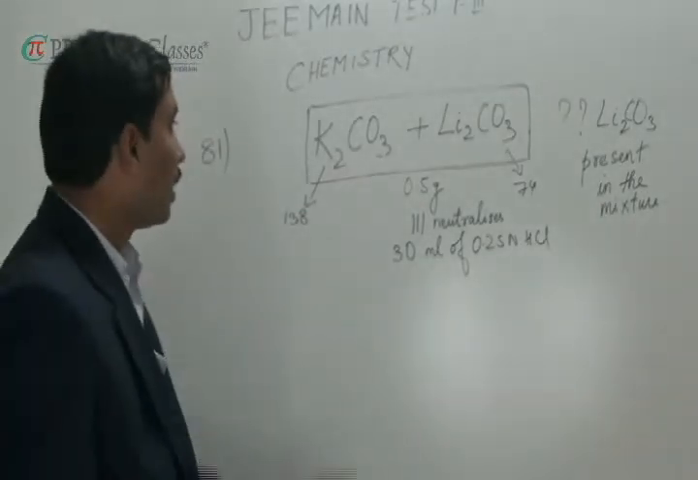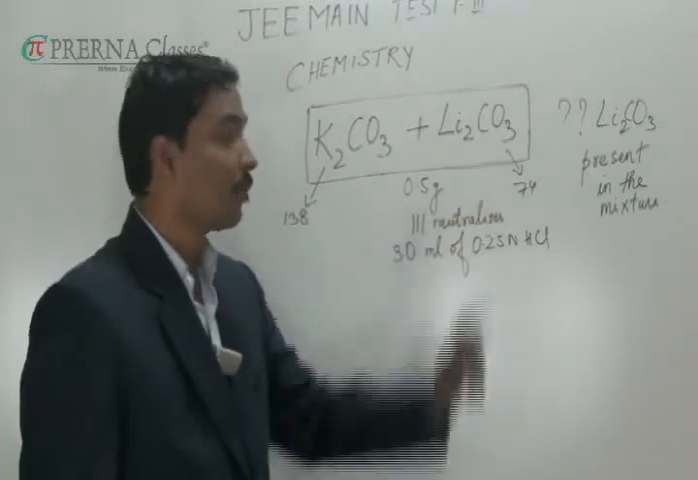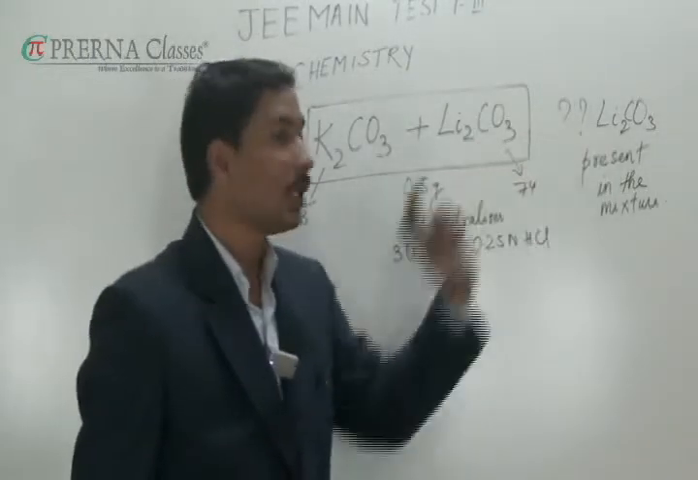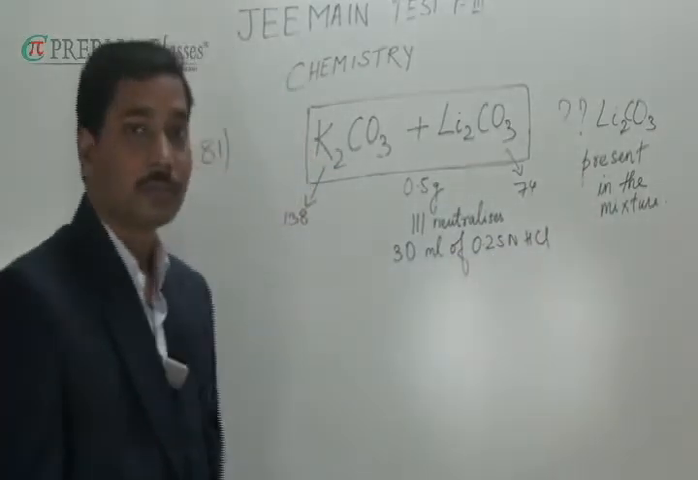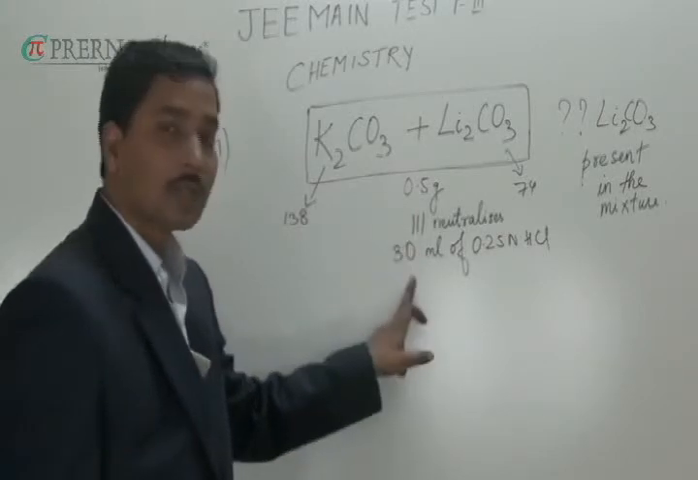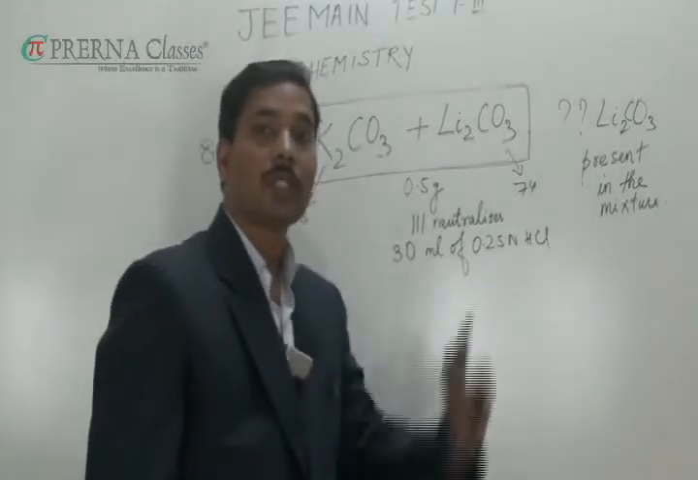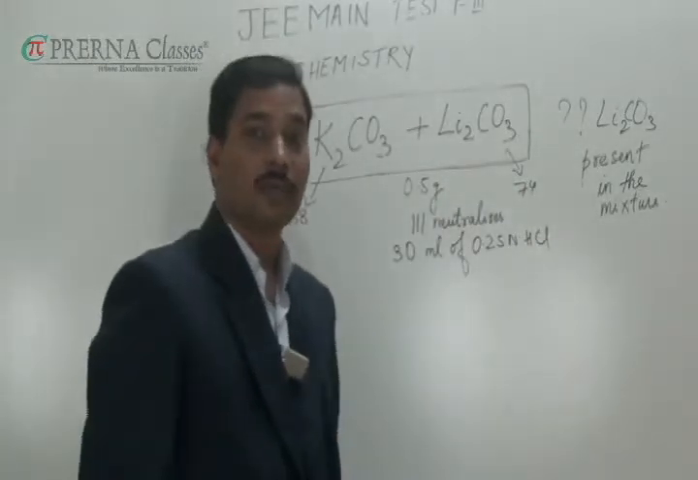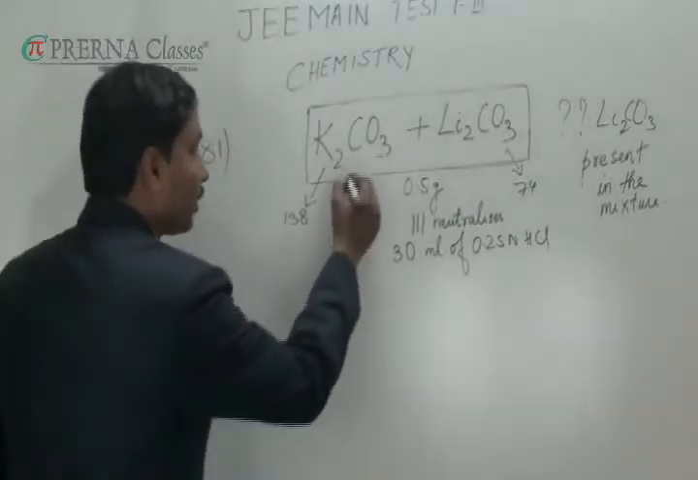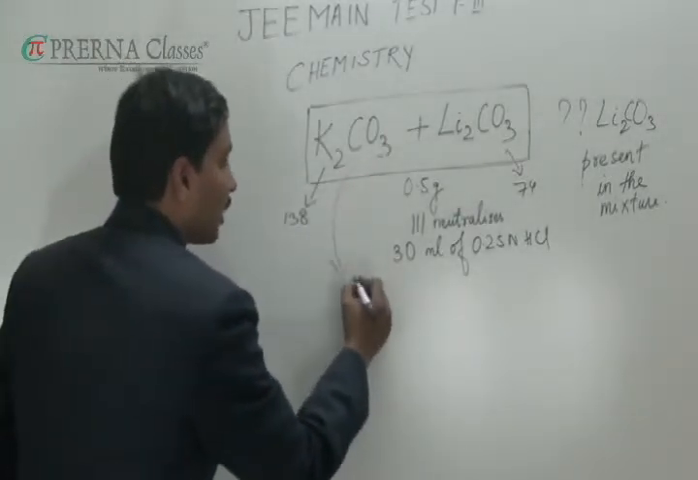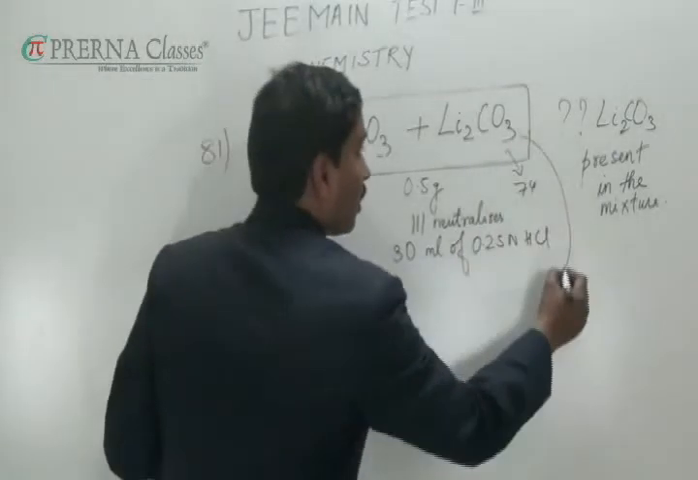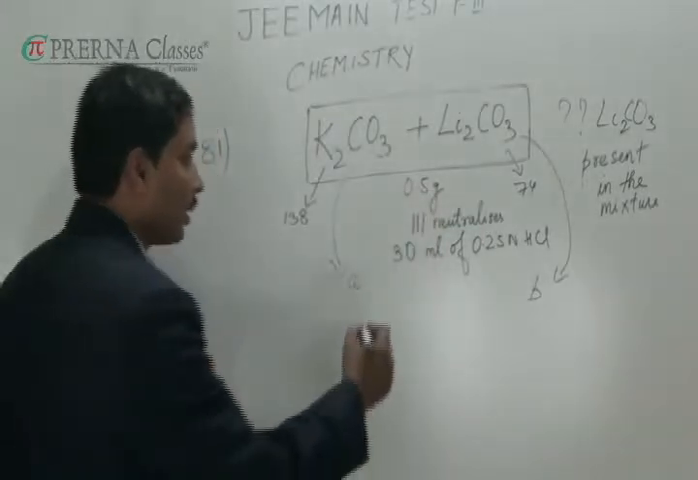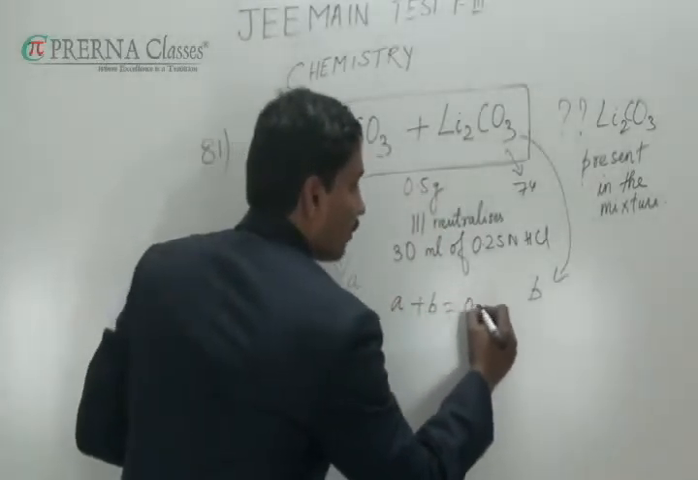Question number 81. A mixture of potassium carbonate and lithium carbonate is present and its mixture weight is given 0.5 gram. We have to find the percentage of Li2CO3 present in the mixture. Given that it is completely neutralizing with 30 ml of 0.25 normality HCl. Molecular weight of K2CO3 is 138. Molecular weight of Li2CO3 is 74. So let us assume that the weight of K2CO3 present is A and the weight of Li2CO3 present is B, and the mixture weight is given 0.5, so we can write A plus B is equal to 0.5. This is the first equation.